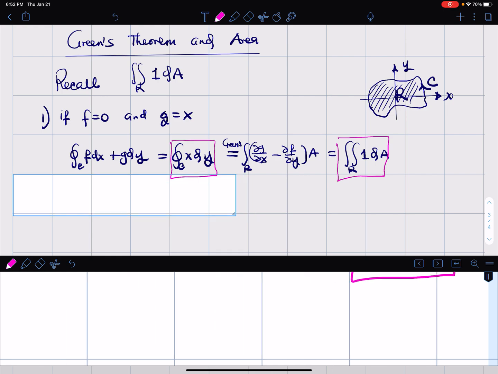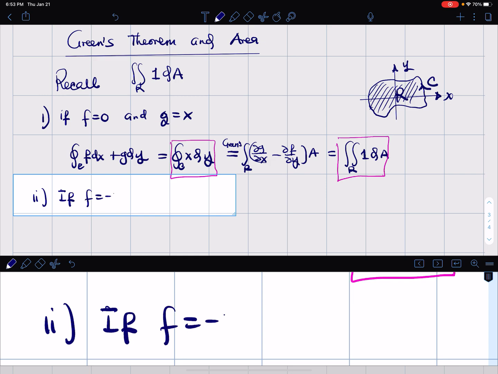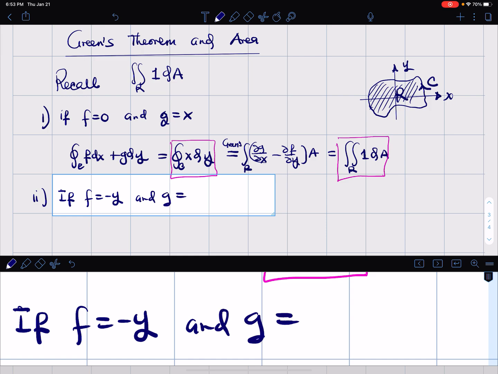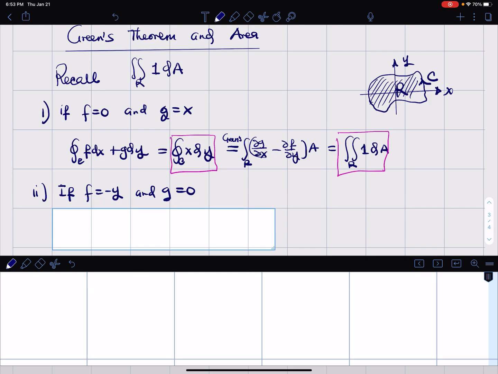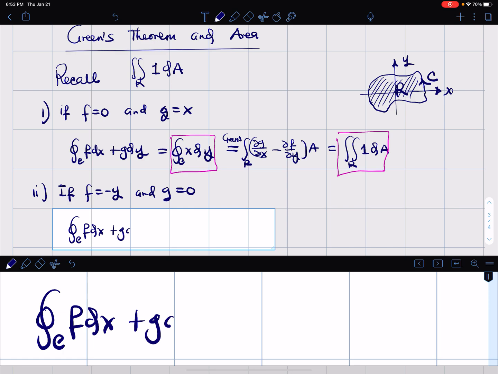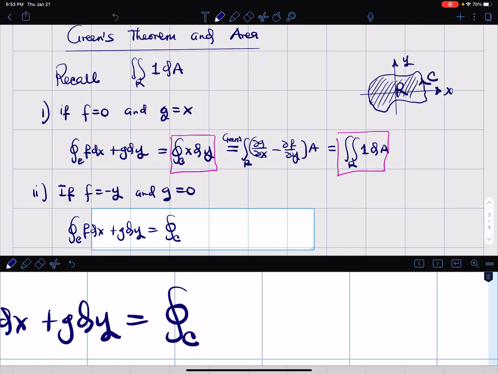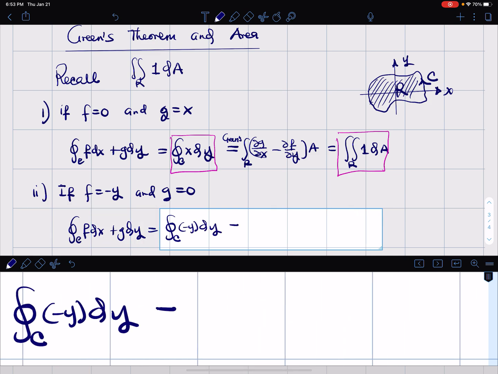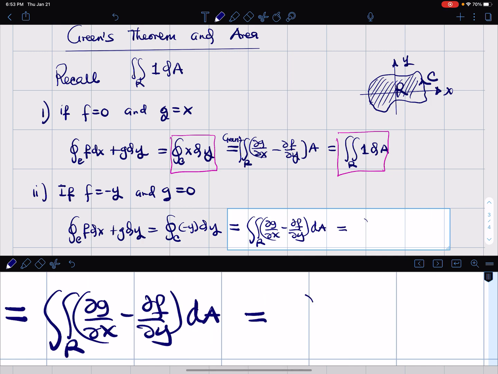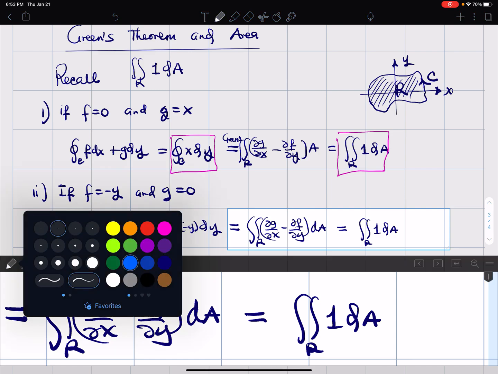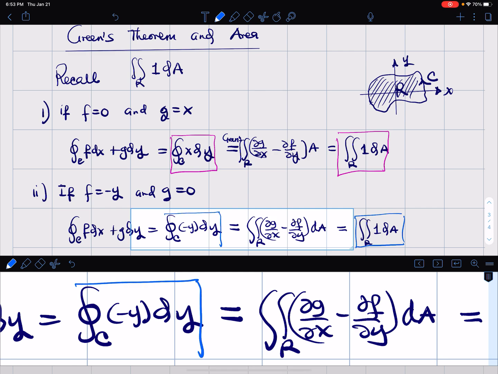Okay? So if you try the same thing, if you let f be equal to negative y and g be equal to 0, and you play the same game we played here, you will notice that the integral of f dx plus g dy is going to be the integral over C of negative y dx, because g is 0. And this will give us, using Green's theorem, sorry, I'm supposed to put a double integral here. This will give us the double integral of dg/dx minus df/dy dA. This is going to give us the integral over R of 1 dA. Okay? Again, we have this and we have that, and they're equal.